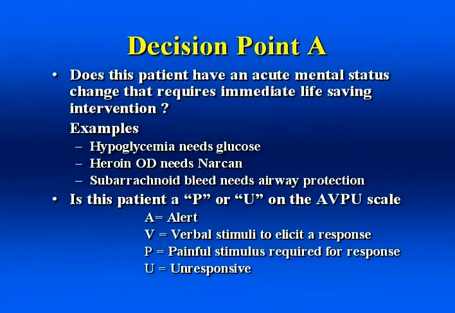Does this patient have an acute change in mental status that requires immediate life-saving intervention? For example, are they hypoglycemic and require IV glucose? A heroin overdose who needs a reversal agent? A subarachnoid hemorrhage that cannot protect their own airway? For decision point A, the triage nurse is identifying the patient who on the AVPU scale meets the P or the U. A painful stimulus is required for response, or they are unresponsive.